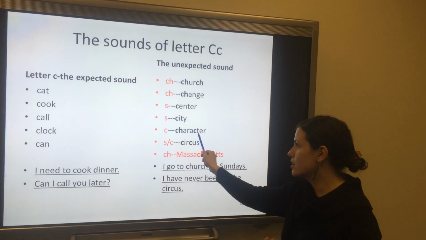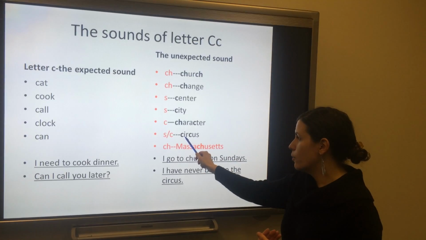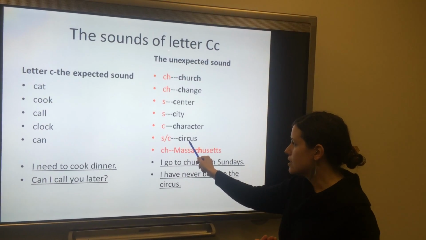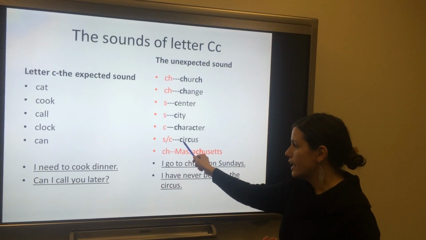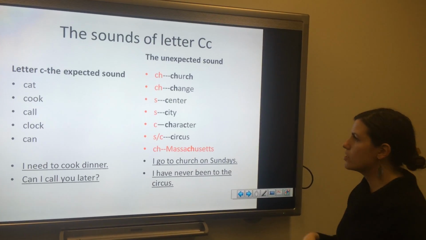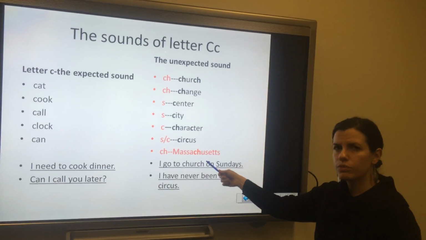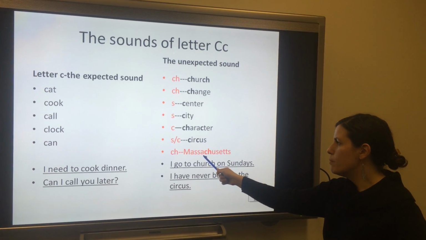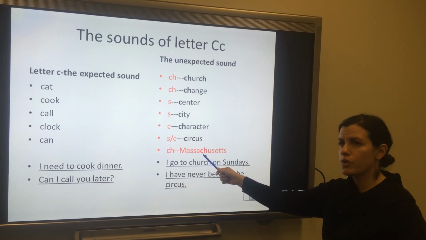This is character. Here we have two C's and they each make a different sound. Circus, S like an S and K like a C. Circus. And here is our more difficult word for next week. It's a state in the United States. Massachusetts. Remember your syllables.